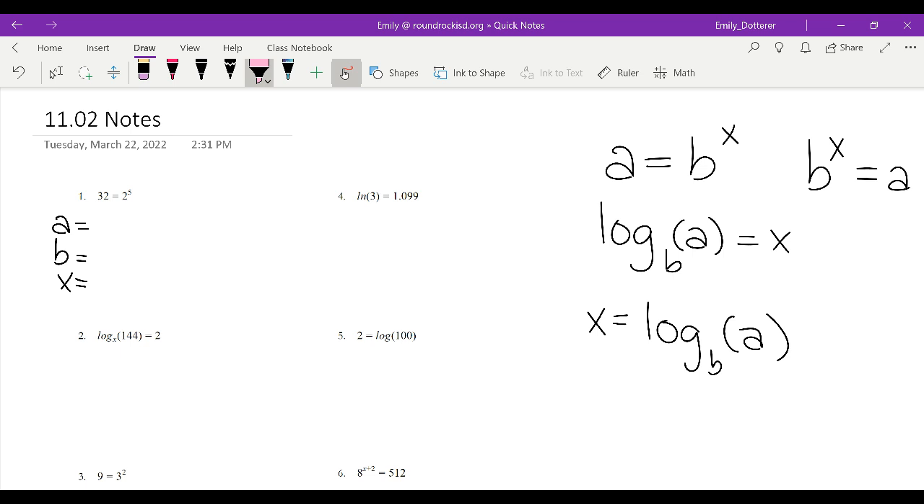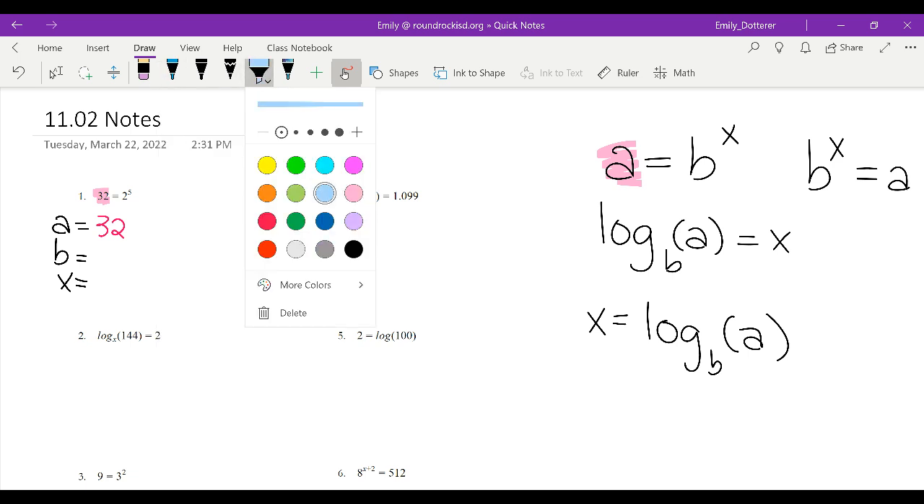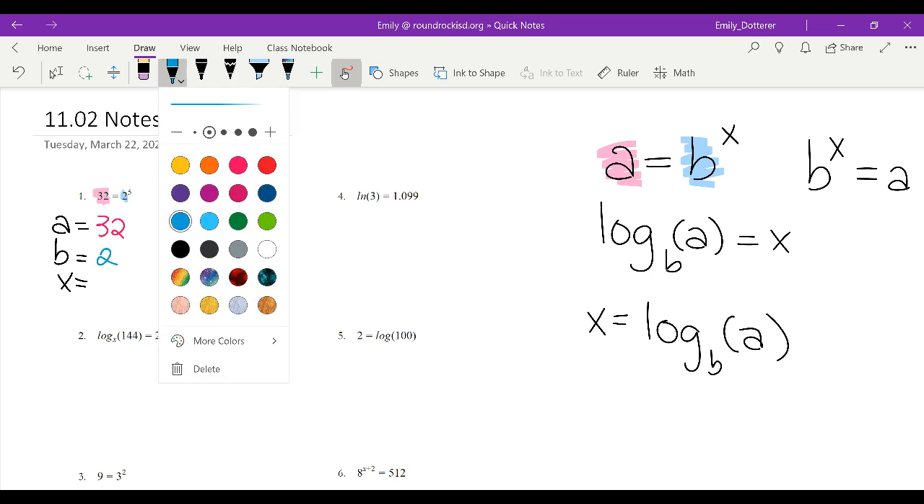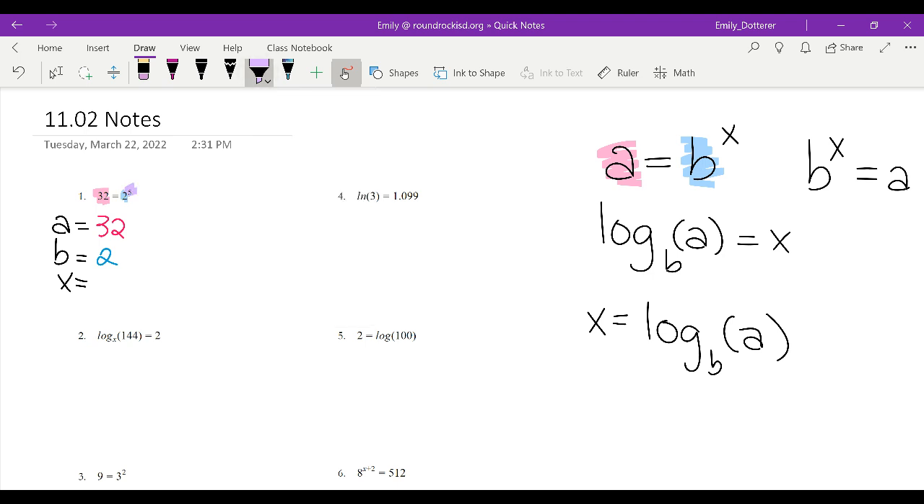So we can see here that we're starting with an exponential because we've got an exponent. So a is the number on the opposite side from our exponent, which in this case is 32. B is our base. So that's the thing that the exponent is being raised to, or that is being raised to the exponent. That's 2. And x is the exponent. So in this case, that is 5.